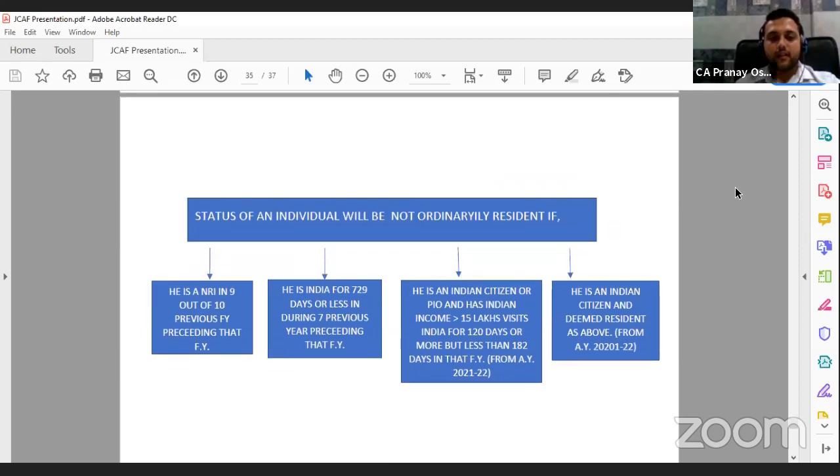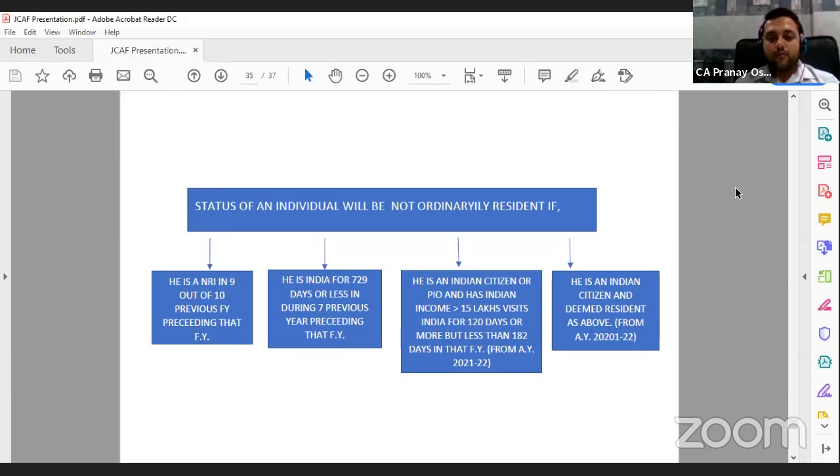And how the status of an individual will be resident but not ordinary resident: if he is an NRI in 9 out of 10 previous years preceding that financial year; if he is in India for 729 days or less during 7 previous years preceding that financial year; if he is an Indian citizen or a person of Indian origin and has Indian income more than 15 lakhs, visits India for 120 days or more, but less than 182 days in that financial year. This is applicable from AY 21-22. And he is an Indian citizen and deemed resident as above.